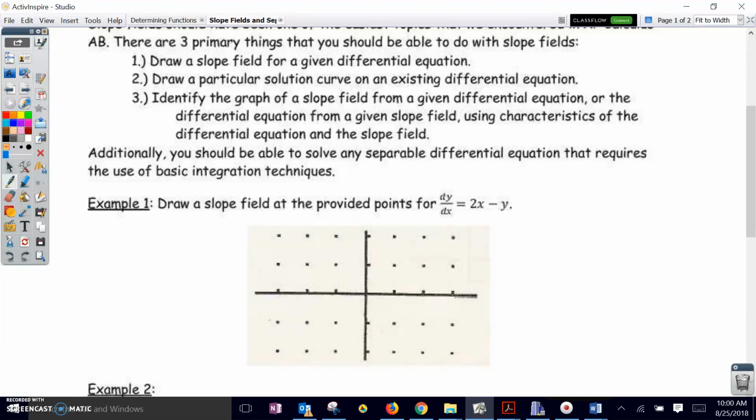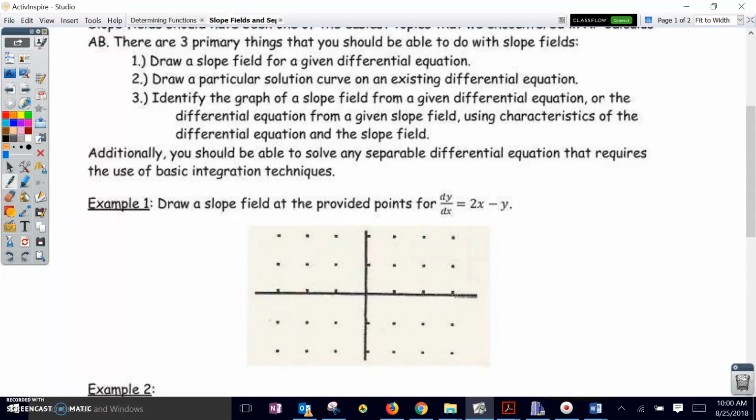Alright, in this first example we're drawing a slope field at the provided points for the differential equation dy/dx equals 2x minus y. If you remember how to do this, all we're doing is identifying the slope at all of these indicated points and plotting a little slope line on our field to generate the entire slope field for this differential equation. So I'm just going to go through and find the values at a bunch of points.